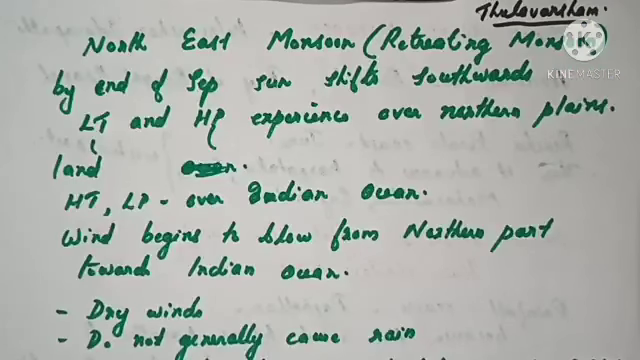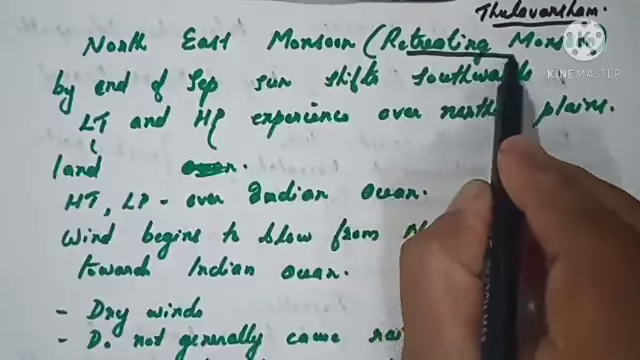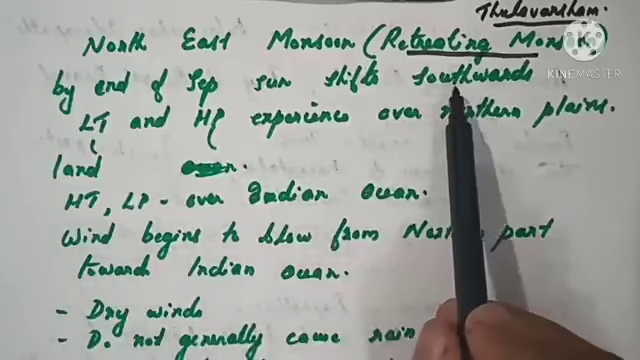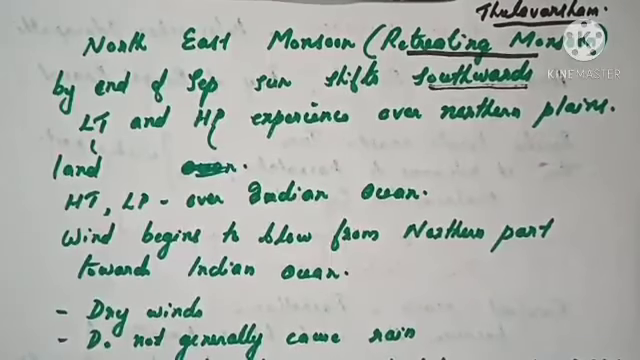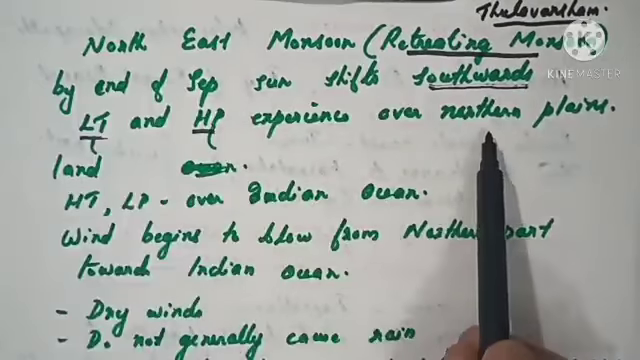The next season is the northeast monsoon. The northeast monsoon is also known as the retreating monsoon, or Thulavarsham. By the end of September, the sun apparently shifts southwards. When September comes, the sun moves to the southward position. Thus low temperature and high pressure are experienced over the northern plains.